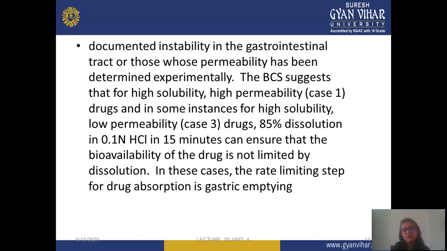In this, 85% dissolution is observed in 0.1 normal HCl in 15 minutes. Mainly for class 1 and class 3 drugs, we use 0.1 normal HCl, and 15 minutes is required to perform this study. This is also rate limited by dissolution. In case of the rate limiting step for absorption, gastric emptying matters, and this rate depends on the gastric emptying time.